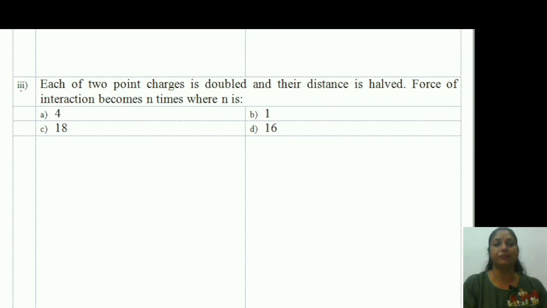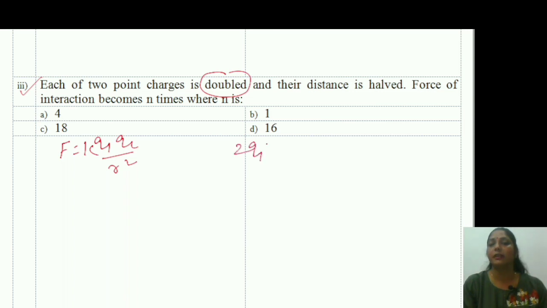Now question number 3. Each of two point charges is doubled and their distance is halved. According to Coulomb's law, force F equals K Q1 Q2 by R square. Now each of the two point charges is doubled. It means Q1 becomes 2Q1 and Q2 becomes 2Q2, and the distance, originally R, now becomes R by 2.